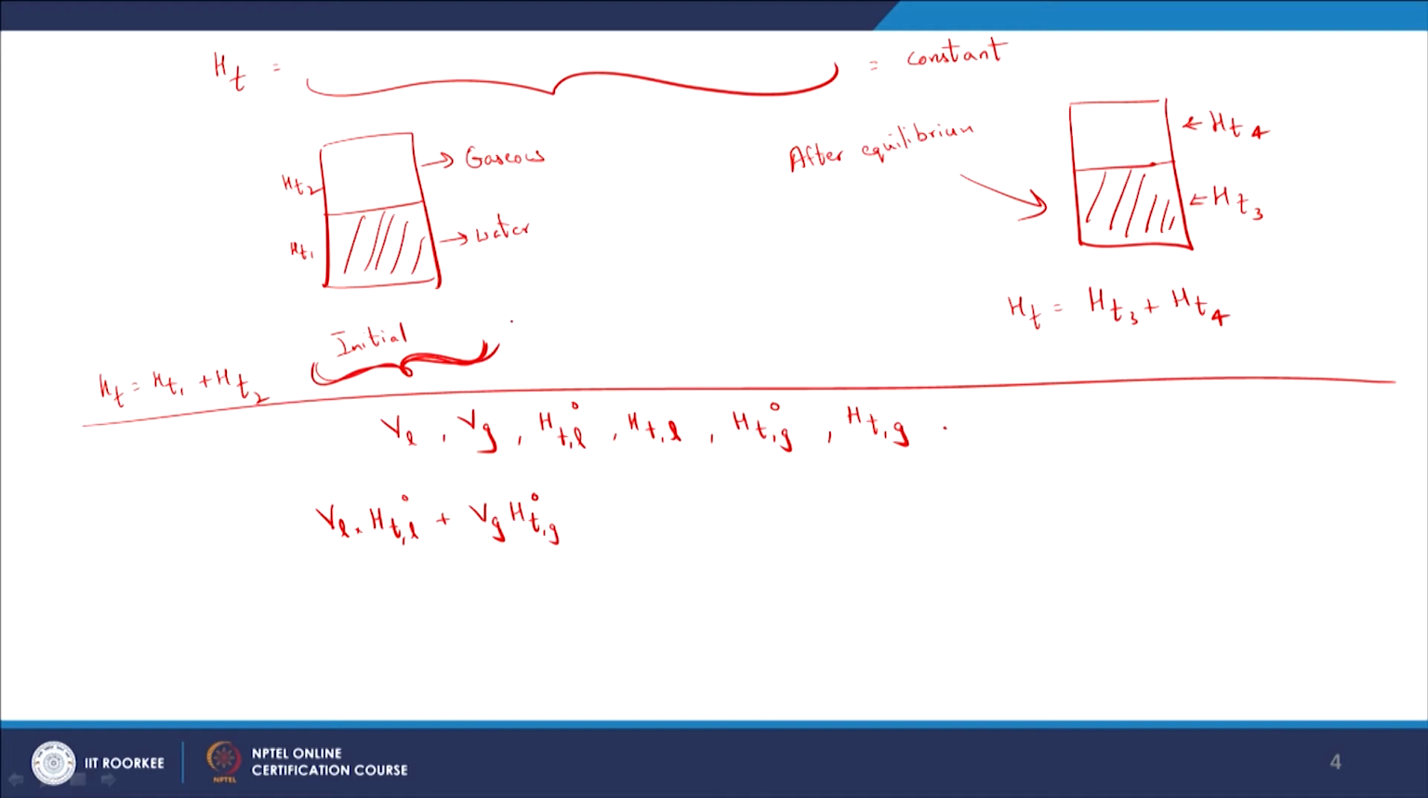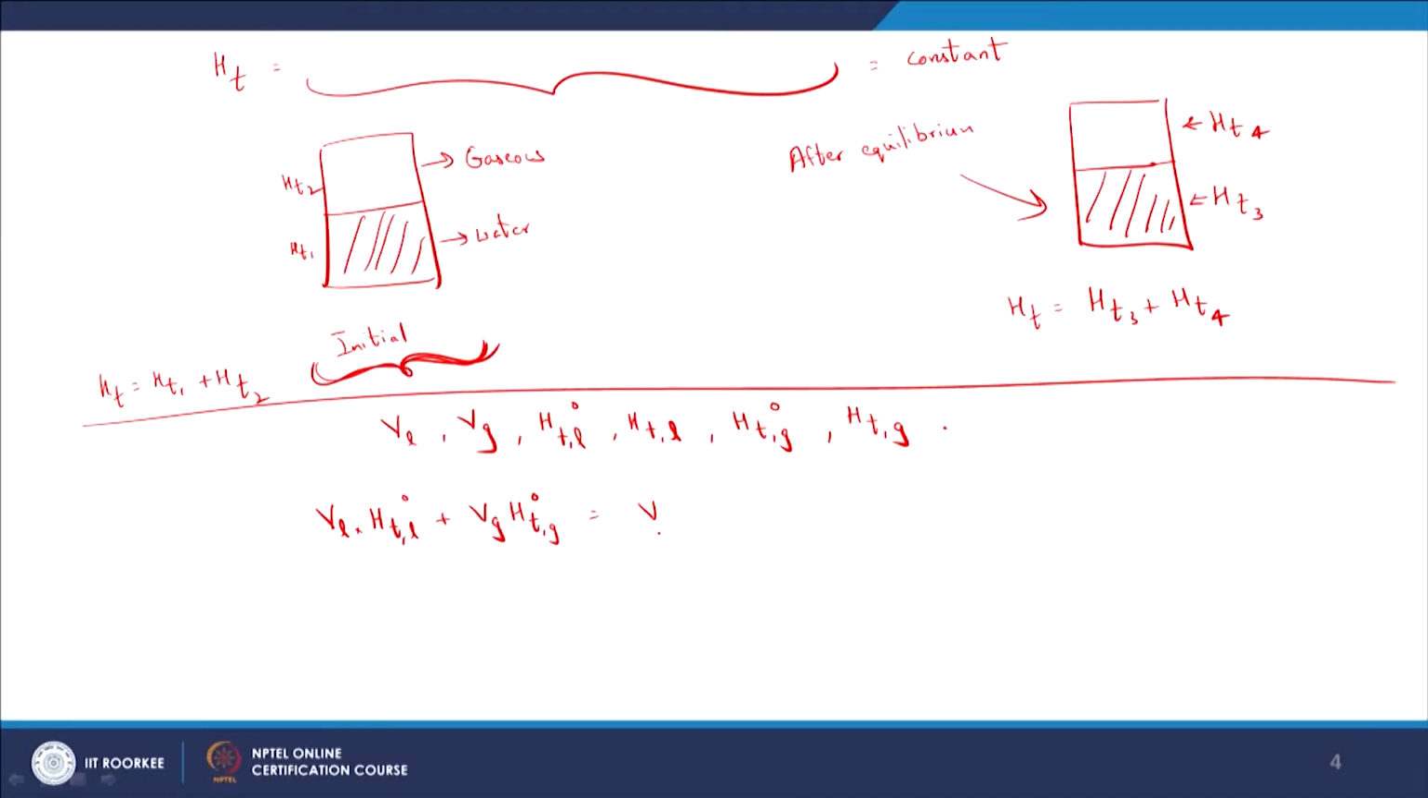So, this is the total H in both the gaseous and aqueous forms. What is that going to be equal to after equilibrium? More or less the relevant variables that we are going to list here: the volume of the liquid into H total of the liquid after equilibrium, plus the volume of the gas into H total in the gaseous phase after equilibrium. So, this is what we have.